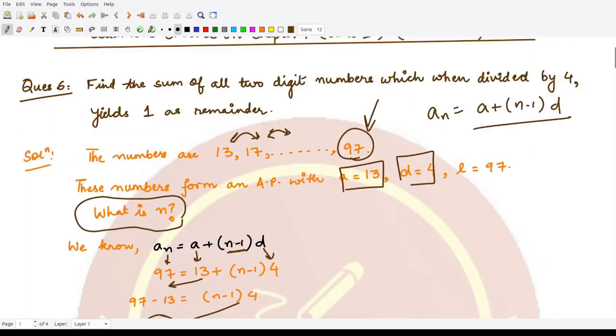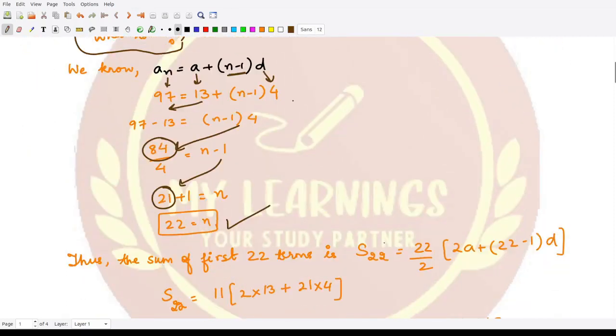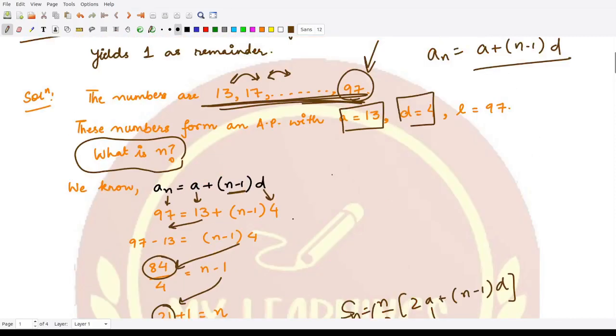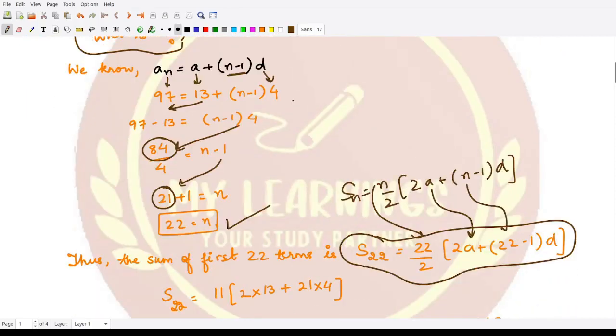Now for this particular AP, we have to calculate the sum of the first 22 terms. So S22 is equal to 22 by 2, because Sn is n by 2 times 2a plus n minus 1 times d. So your n is 22, a is 13, n is again 22 and d is 4, that you know.